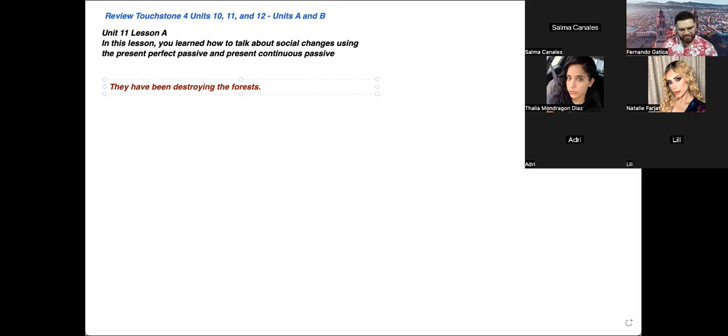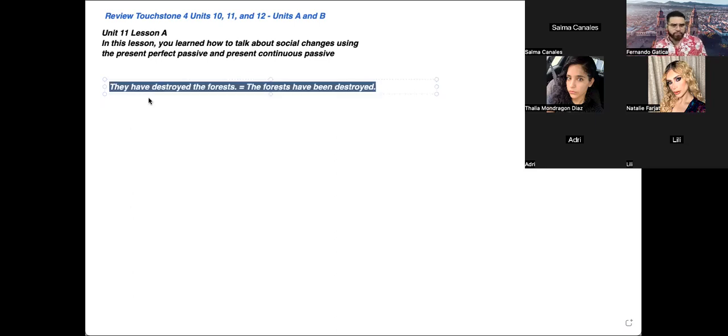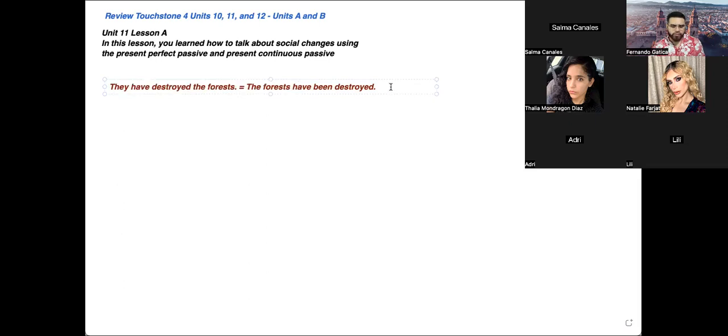That is an active sentence. In the passive, that would be the forests have been destroyed. I think I made a mistake. Oh yeah, I made a mistake. Sorry, they have destroyed the forests. The forests have been destroyed. Ellos han destruido los bosques. Los bosques han sido destruidos. And of course, that is present perfect.